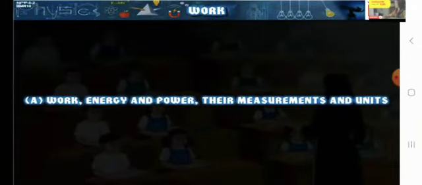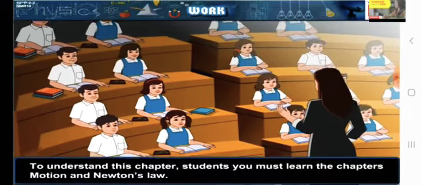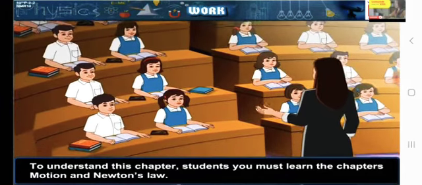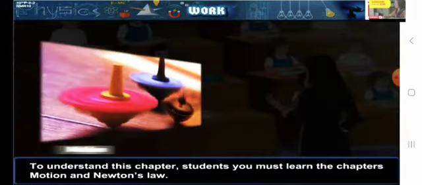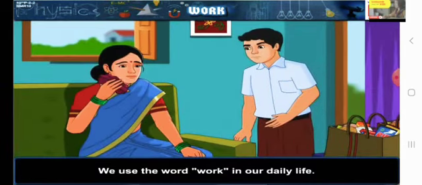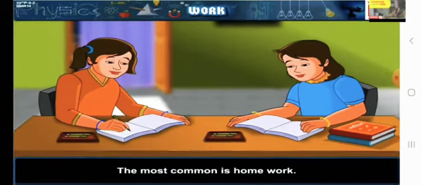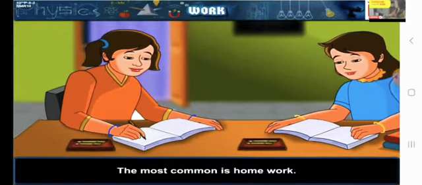A. Work, energy and power. Their measurements and units. Work. To understand this chapter, students, you must learn the chapters Motion and Newton's Law. We use the word work in our daily life. The most common is homework, isn't it?